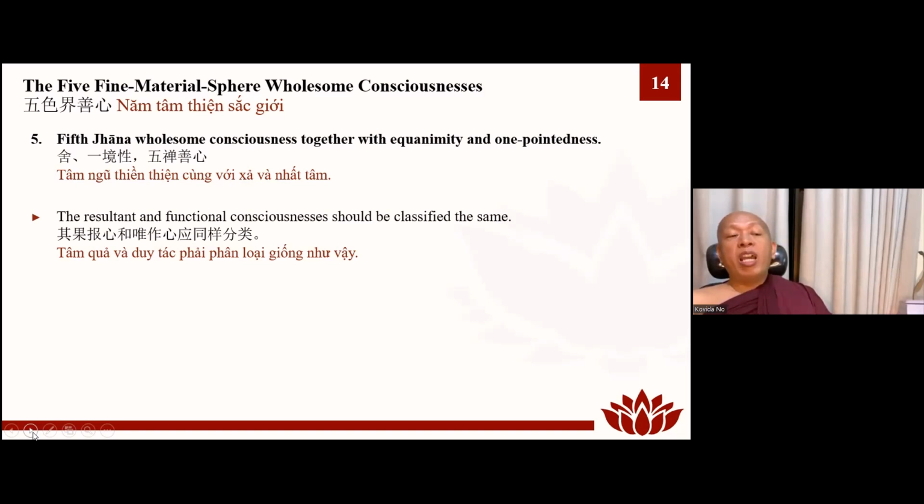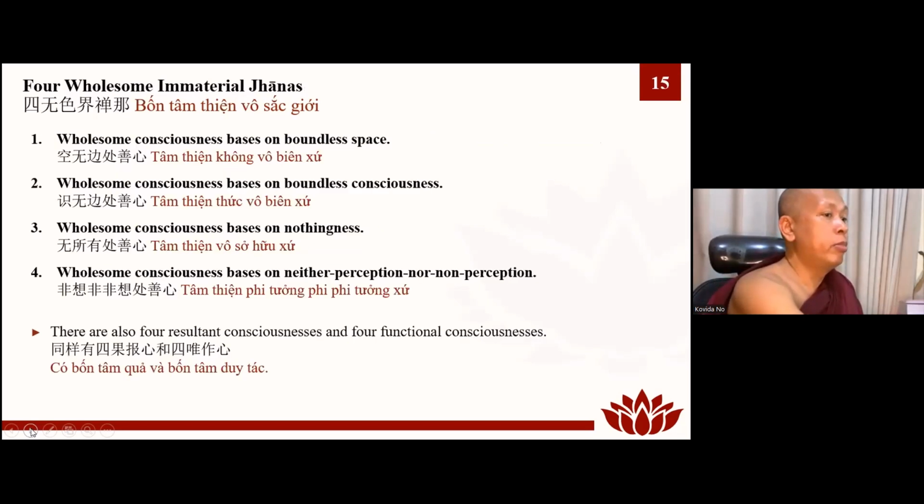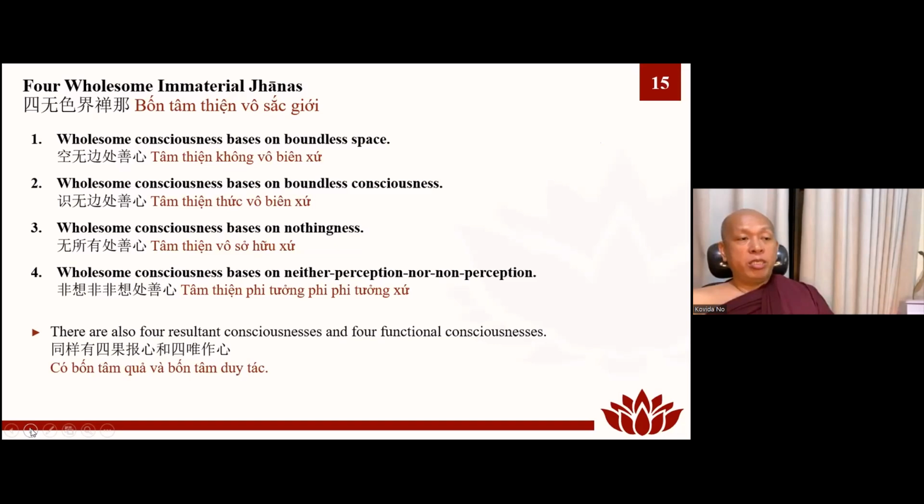Then we may have another type of jhana, we call immaterial jhana. So 4 wholesome immaterial jhanas. Wholesome consciousness based on boundless space. Actually, we have already explained all these things in the samatha, especially when we talk about kasina. After kasina, by removing maybe 9 of 10 kasina, we can take this jhana. That's what we call the boundless space jhana, right?